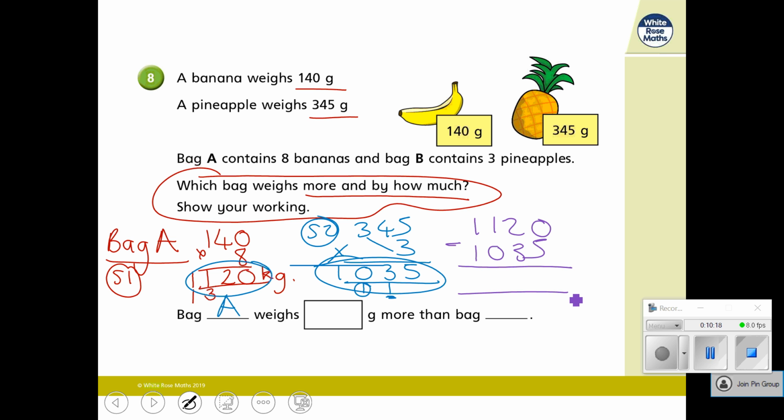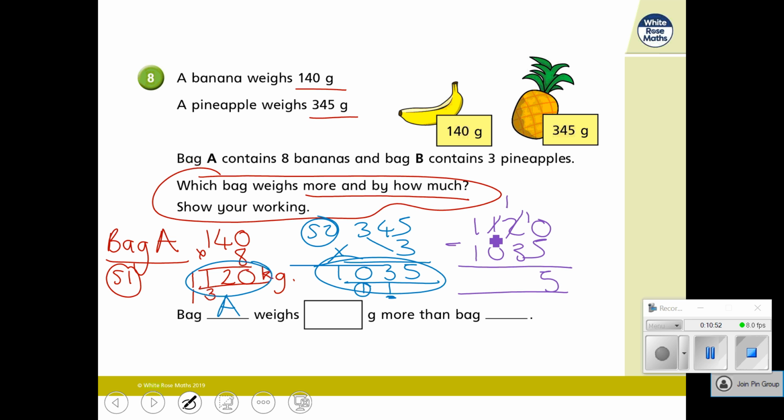So I'm going to go to my tens column. I am going to change one of my tens for 10 ones, which means I've only got 1 ten left. Now let's go back to the ones. 10 take away 5 is 5. Right, over to the tens column. 1 take away 3. Do I need to exchange? Yes, I do, because you cannot take 3 away from 1, as I would say, it is not top heavy. So what we need to do is we need to go to our hundreds column.